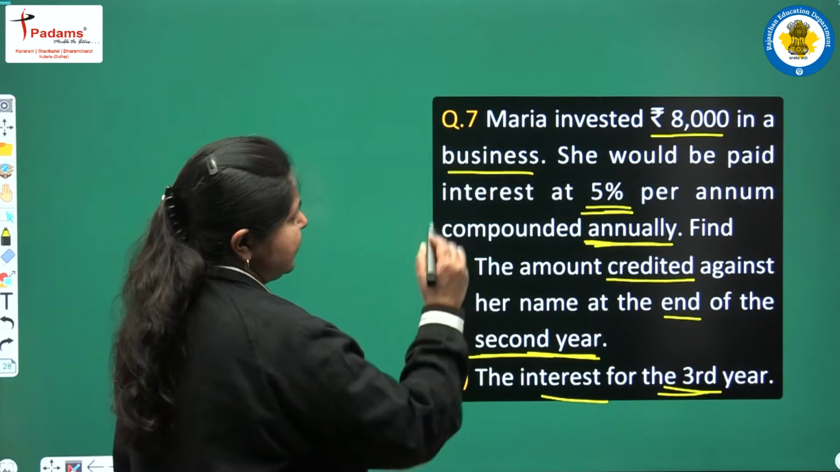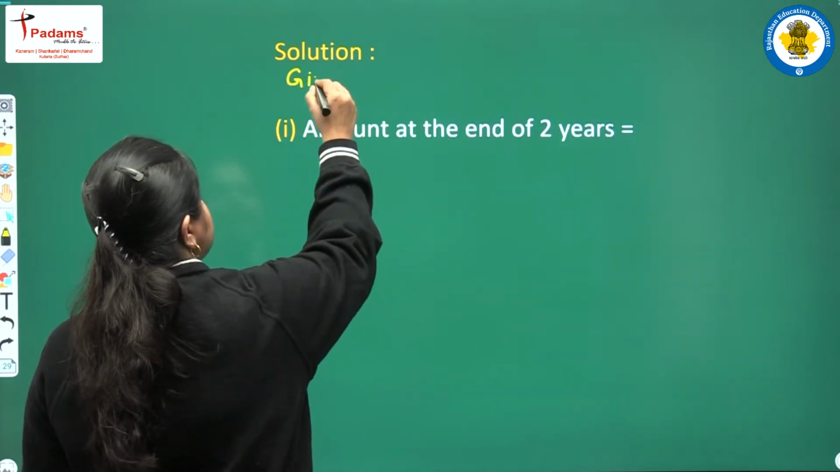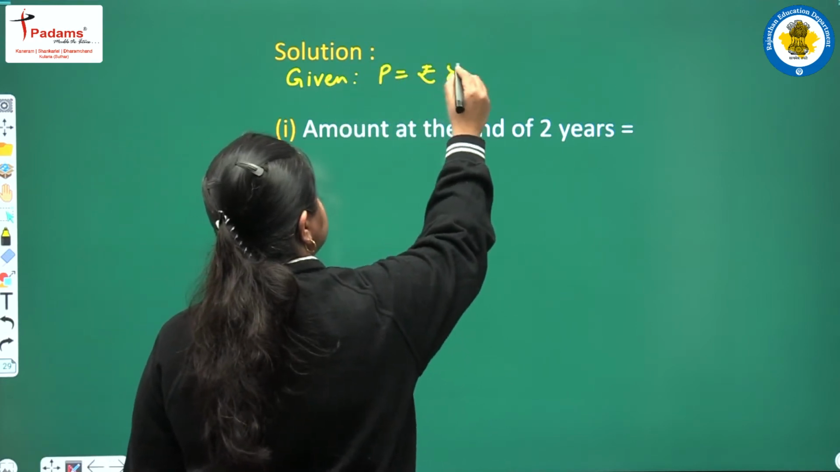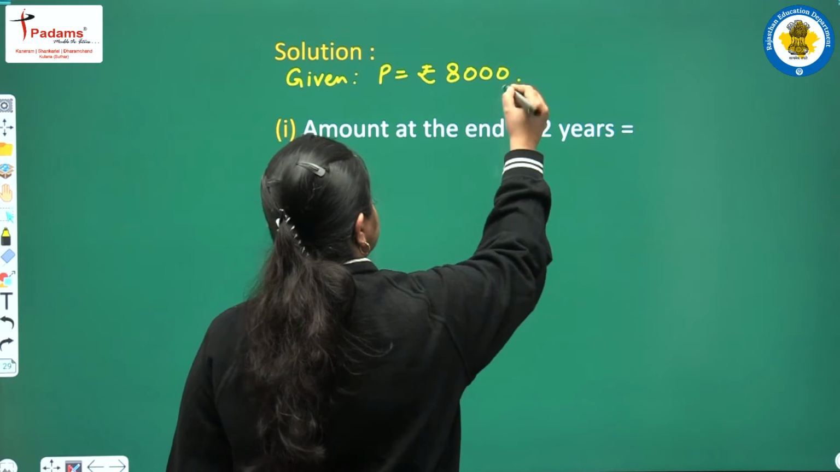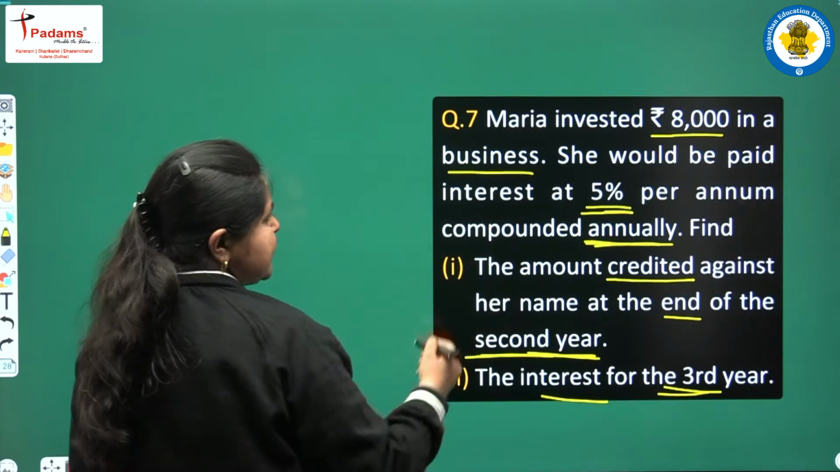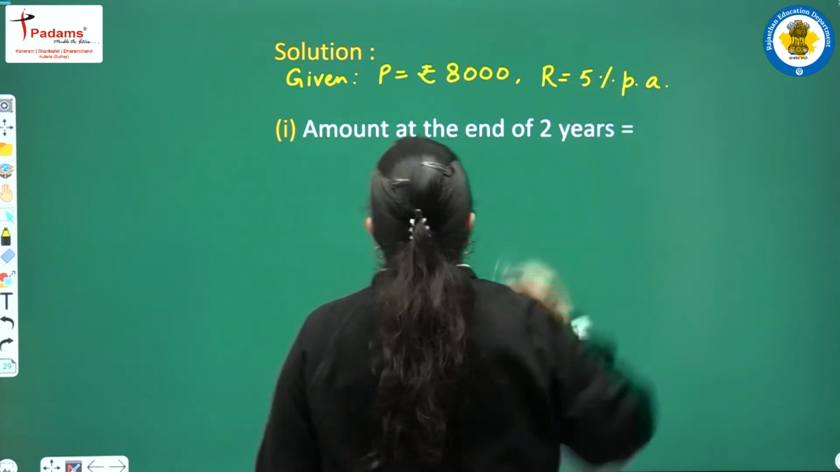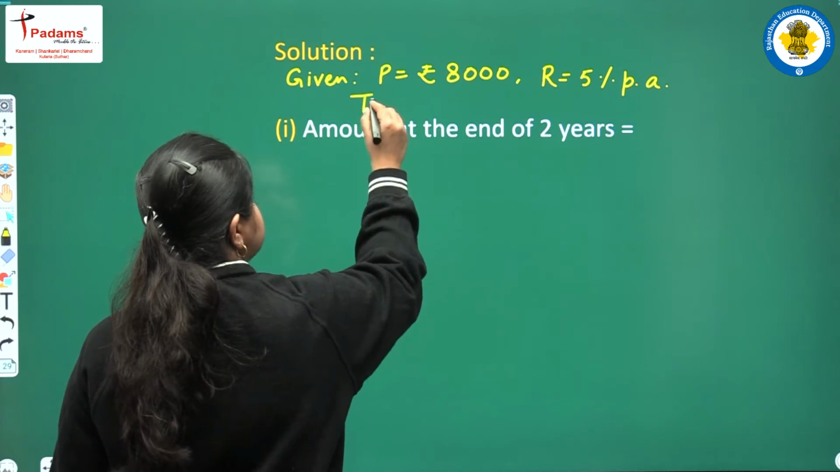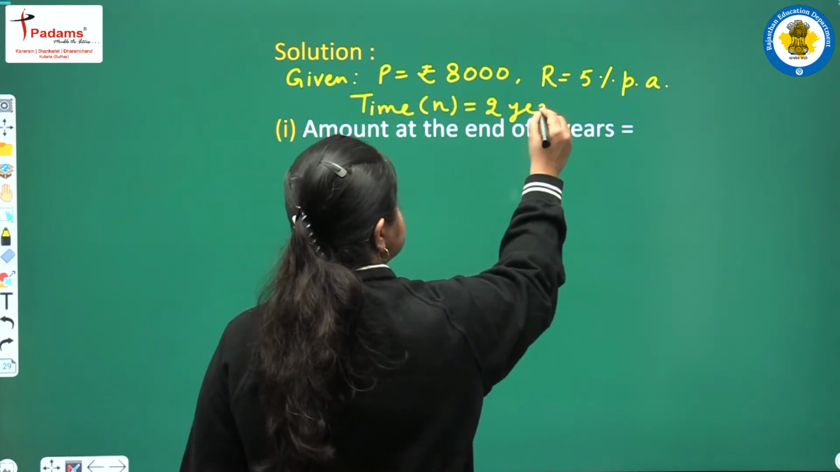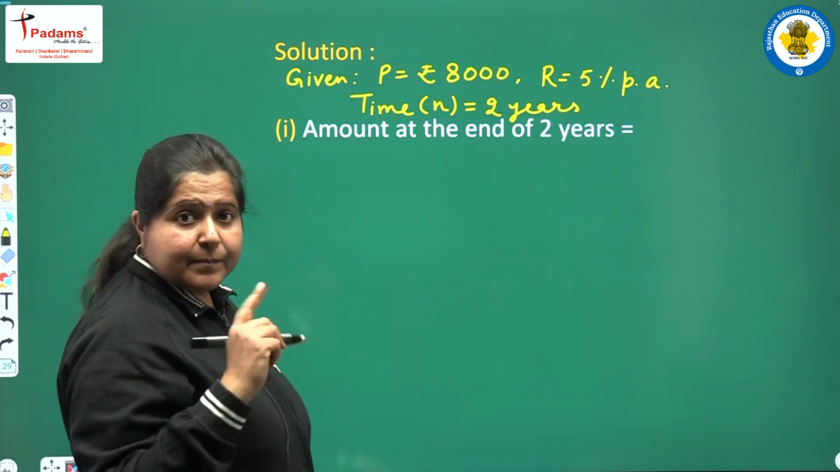First we write whatever has been given. Solution for this, we write the given part. Principal is rupees 8,000 and the rate of interest is 5% per annum. Now the time in this case is 2 years. So amount at the end of 2 years, this is the first part of the question.